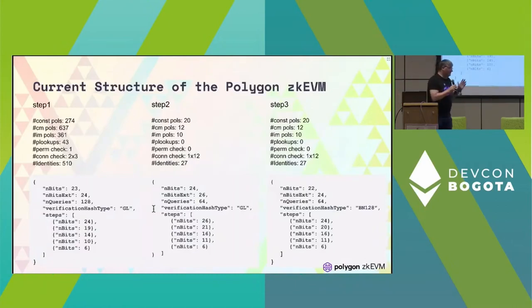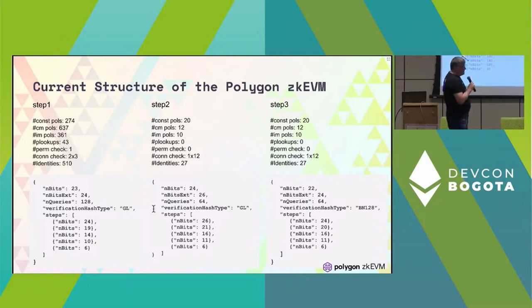Here I put the real numbers of the current structure. This is the structure of the prover that we are running right now in the public testnet. Okay? So this is three steps. The first step is this number of polynomials, but you need to count that. This is about 1,000 polynomials, but then we have 43 lookups, one permutation check. We have different properties. So this is a big circuit.